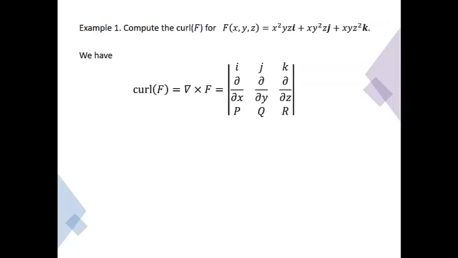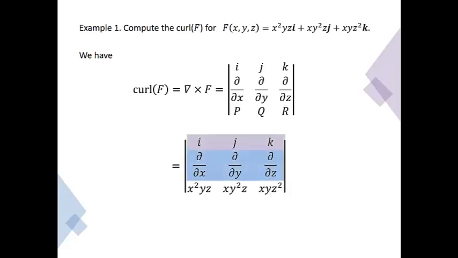So here's an example. Let's compute the curl of F for the vector field that we see here. So recall our shortcut. The curl of F is the cross product of the gradient operator with F. And so we have as our first row i, j, k, as our middle row our partial derivatives with respect to x, y, and z, and then as our bottom row the components of F. So the i, j, k components of F. And now we compute the cross product.